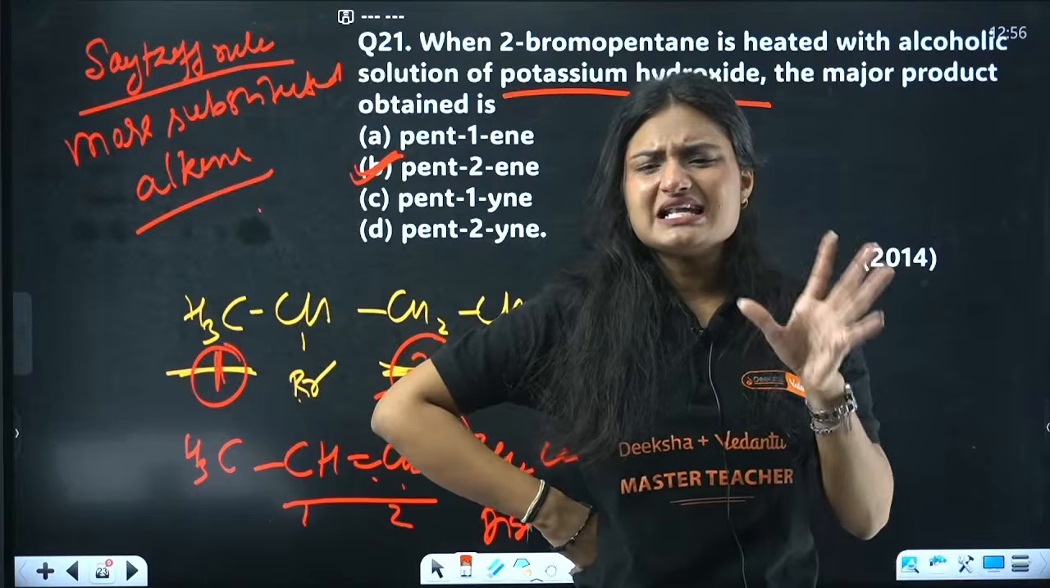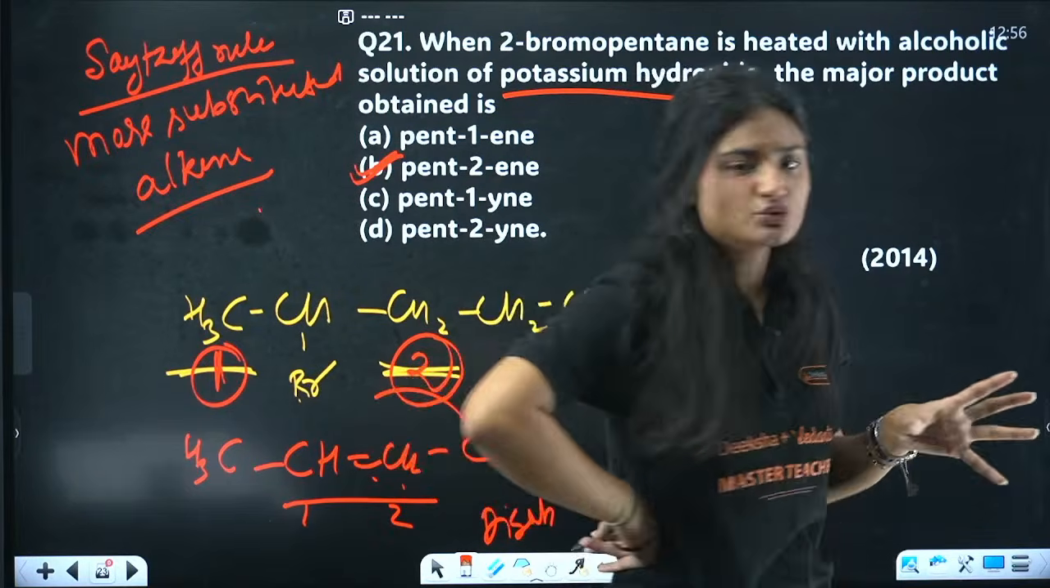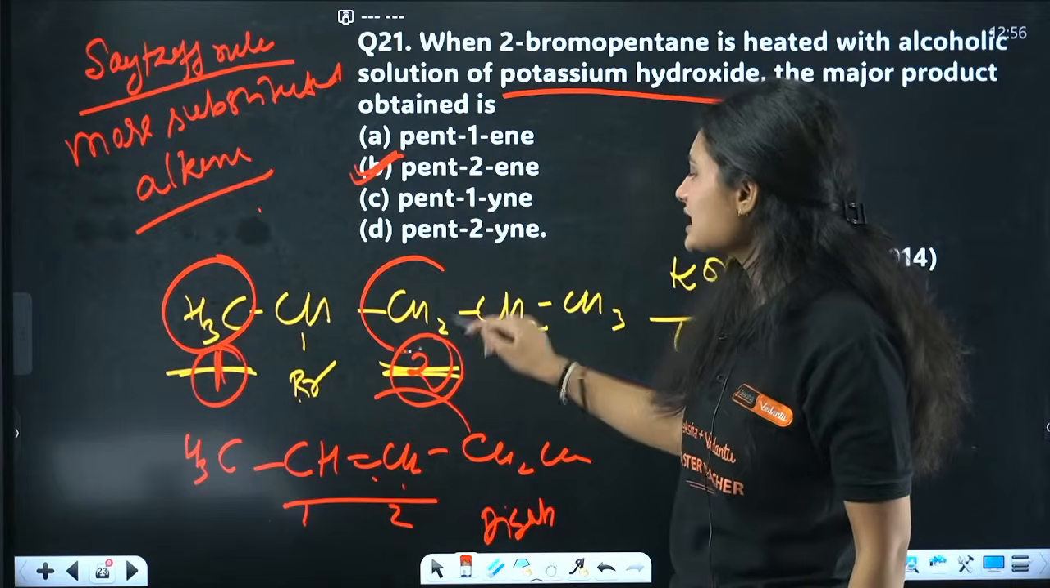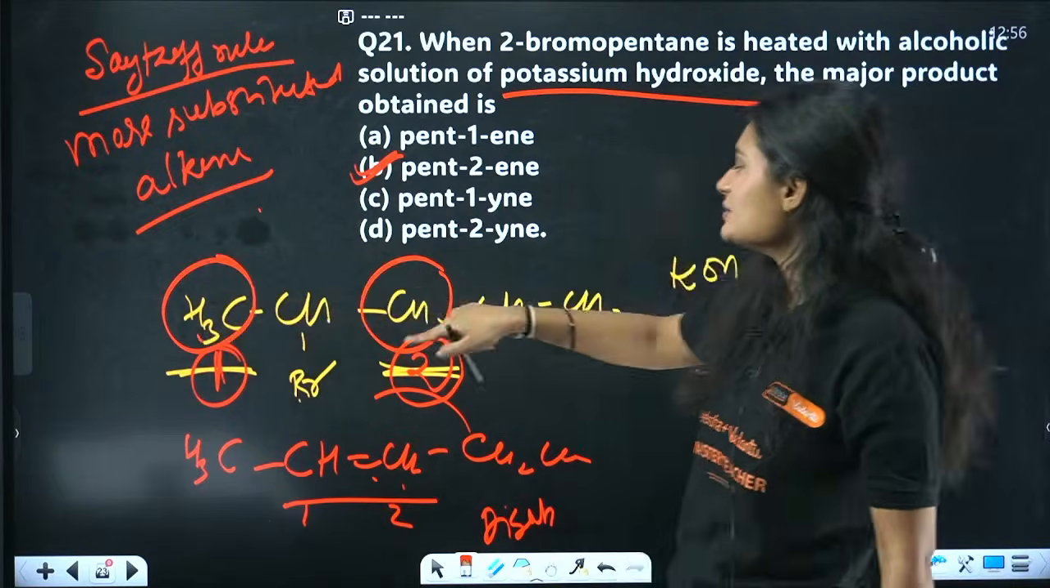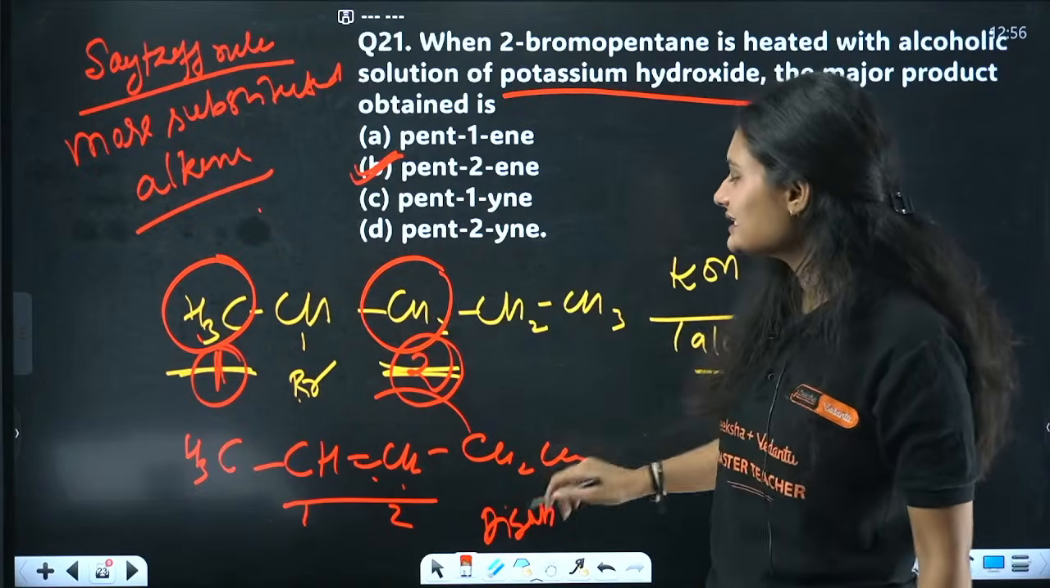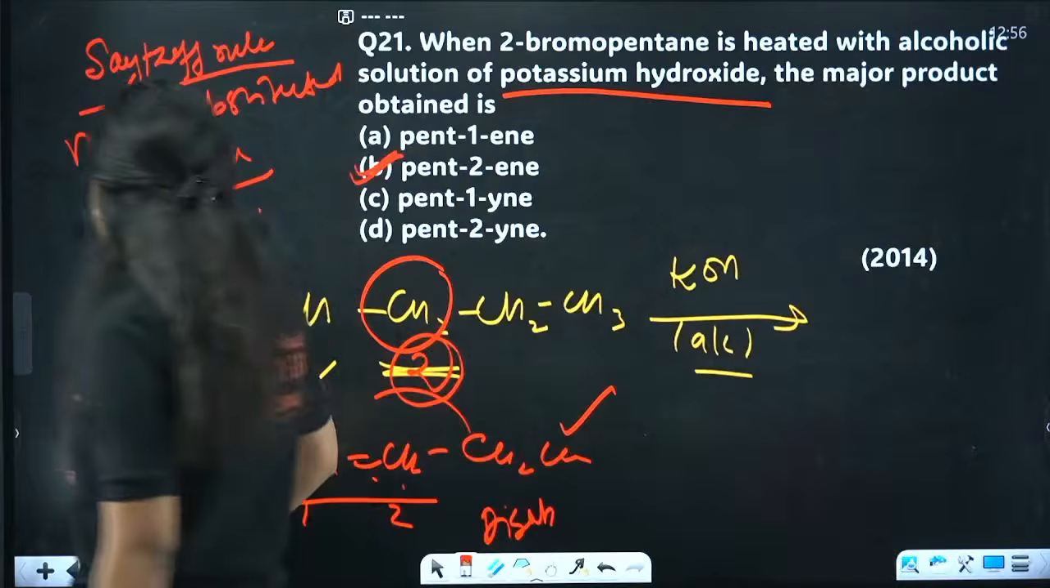More substituted means the alkene that has more alkyl groups attached to it. So in this case, we have two possibilities. We can either remove the hydrogen from this carbon or this carbon. So in this case, if we remove it from here, we will get a more substituted alkene. That's why this is your major product, pentene.